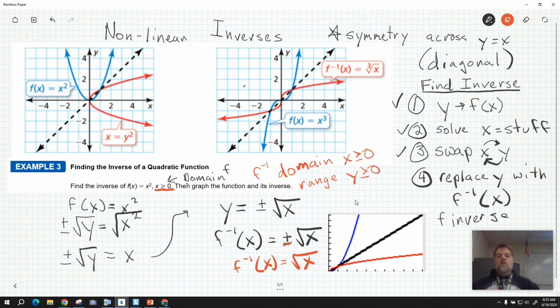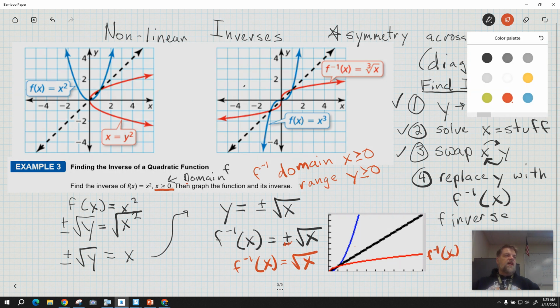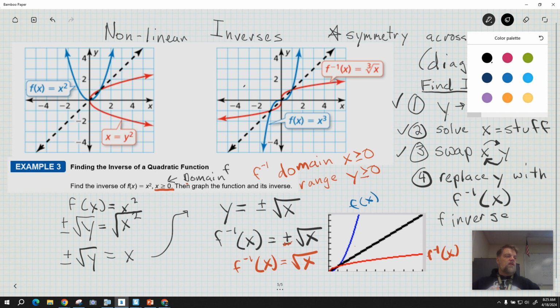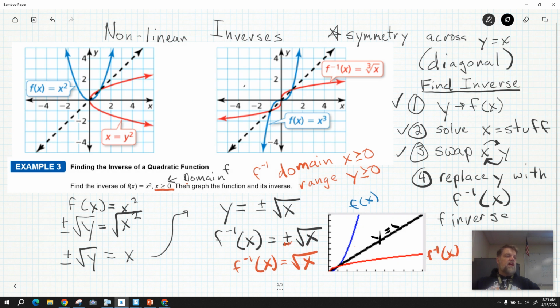But because they gave us the domain restriction, we have f inverse over here. Over here we have f of x. And then in the middle we have y equals x. And that's how you double check that always. Okay? So I will leave this up here for a second or two so you guys can finish. And this is it for the notes.